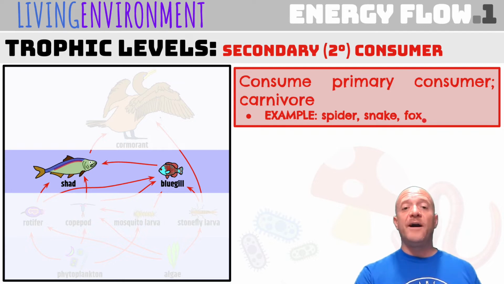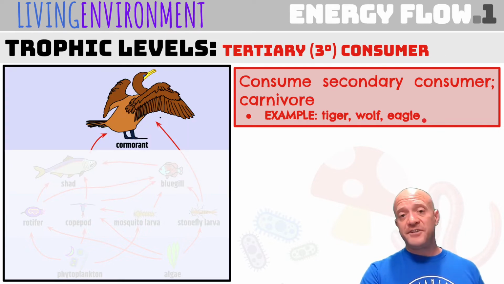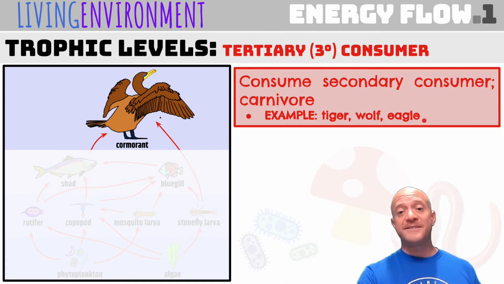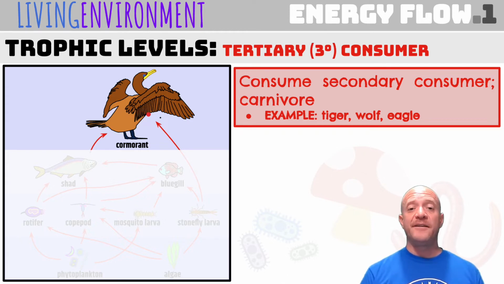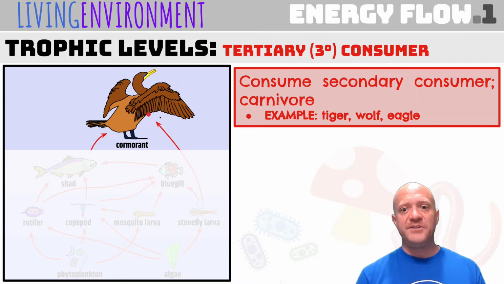Now, as you go beyond a secondary consumer, you can have a tertiary consumer, and those are consumers that consume secondary consumers. Also, they are known as carnivores. And an example would be a tiger, a wolf, and an eagle. And in addition, you can go beyond a tertiary to a quaternary, but there is a limit to how many organisms, how many different links on these chains you can have.